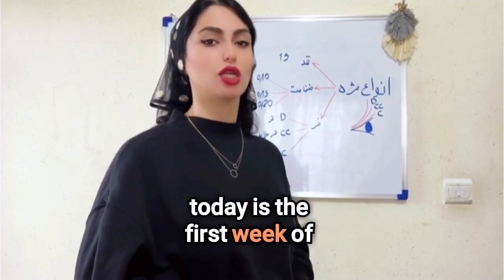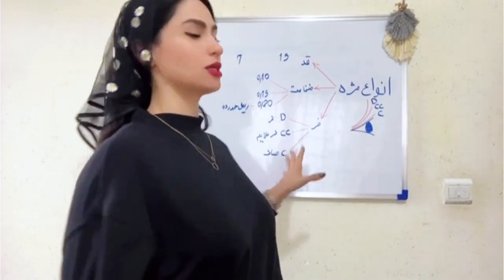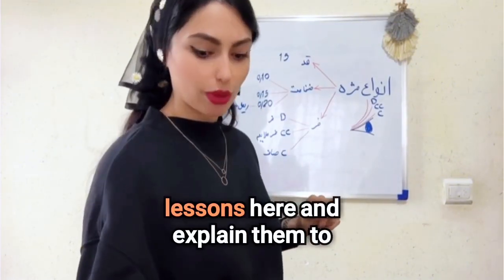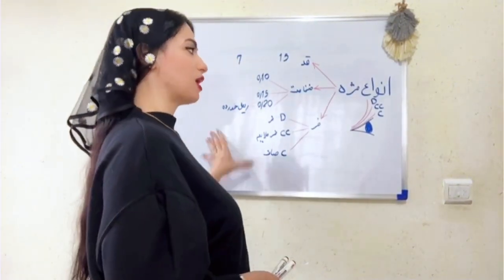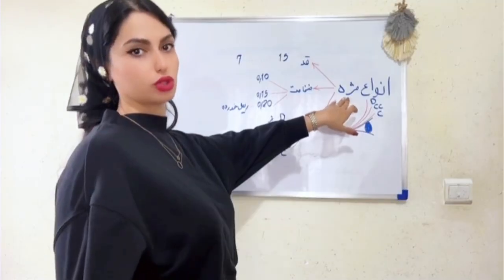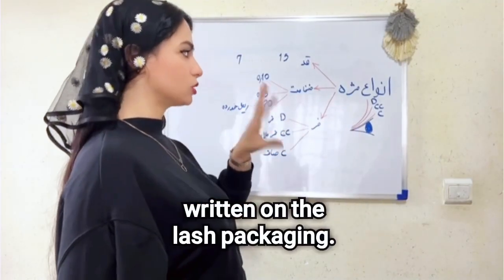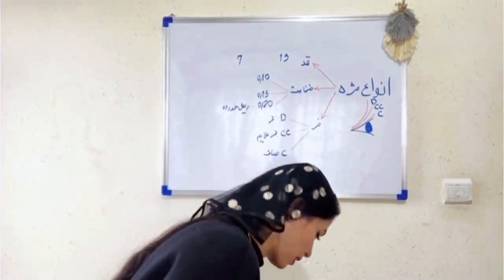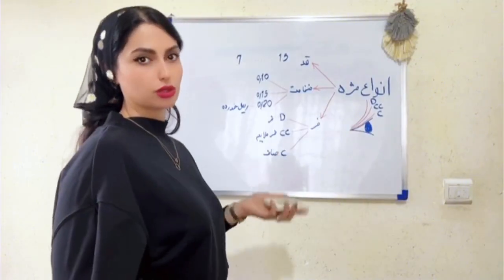Today is the first week of the Classic Extension course. I will write some of the lessons here and explain them to you. The first thing I want to explain to you is the terms written on the lash packaging. What do these numbers and letters mean?